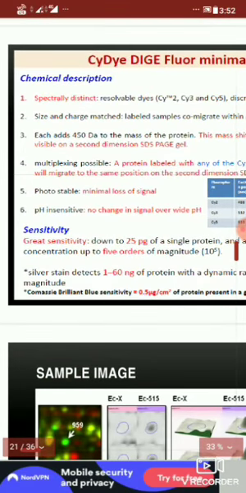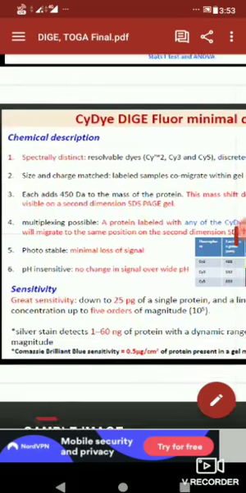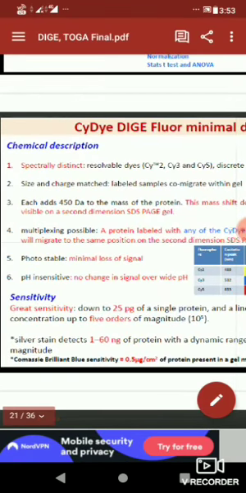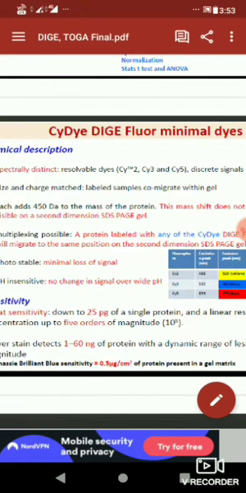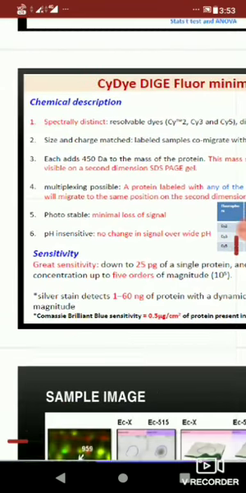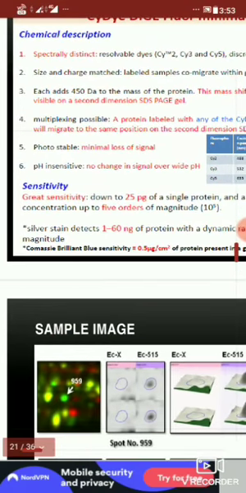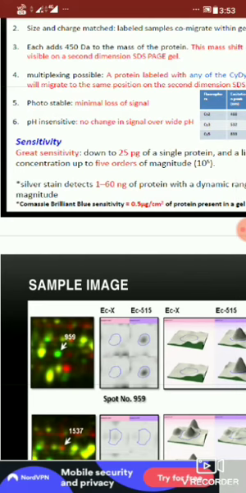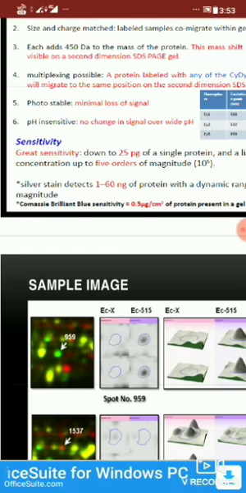Right? It has great advantages. It is pH insensitive. It does not change because of a pH change, and also they are size and charge matched. That means they co-migrate within the gel along with the proteins, and they are very sensitive. It can identify even protein samples as low as 25 picograms.